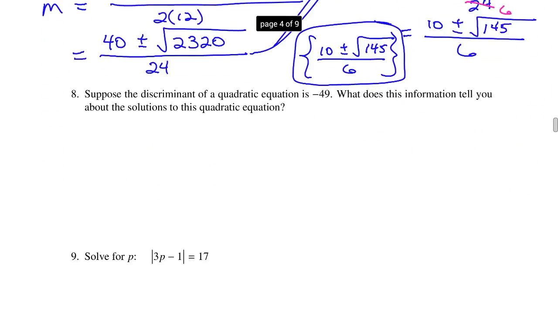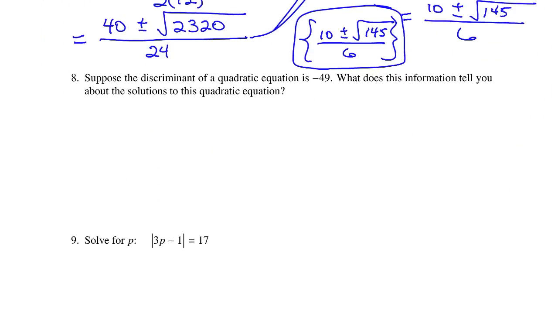Question 8. Suppose the discriminant of a quadratic equation is negative 49. What does this information tell you about the solutions to this quadratic equation? Well, recall in class that we had this chart that told us what the nature of the roots were given the different types of discriminants. If it's positive, that means there are 2 real solutions. If the discriminant is 0, that means there is 1 real solution. And here, if the discriminant is negative, that tells us that there are 2 imaginary solutions. That's it.